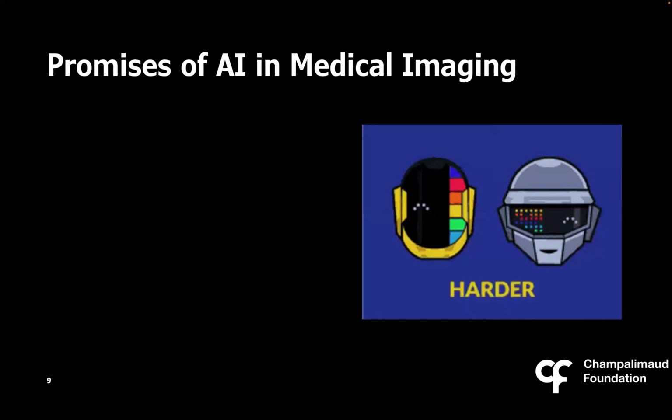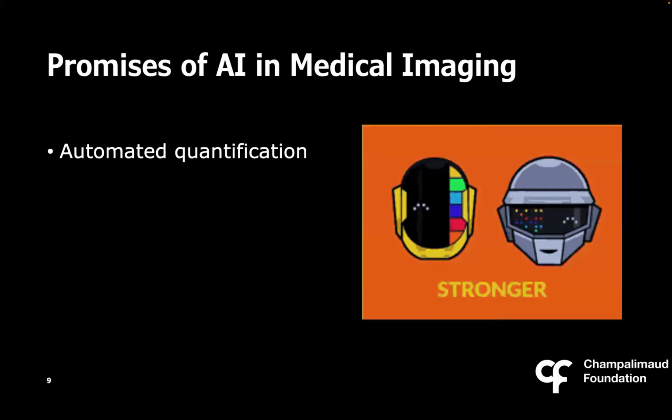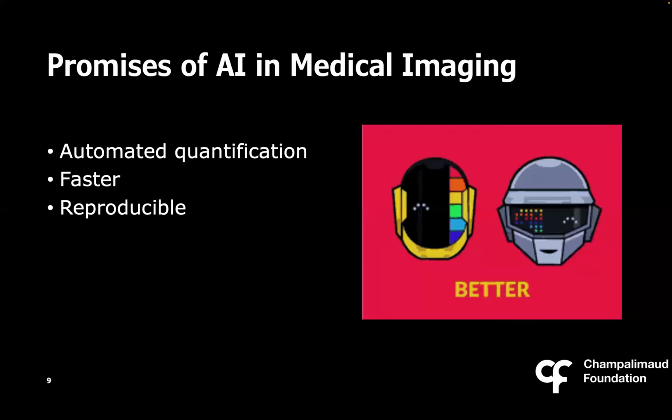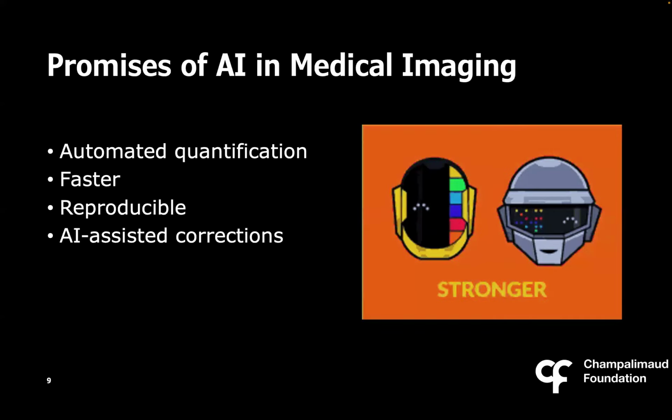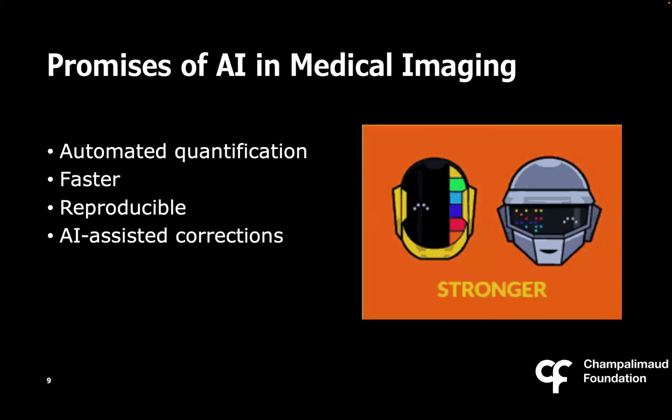So the promise of AI in medical imaging is that we can automate quantification and start to assess the images quantitatively instead of just qualitatively, as the human normally does. We can do this quantification in a faster, more reproducible way. And even if it makes some mistakes, AI can also help correct those mistakes. This is more in the context of whenever we have a segmentation, AI would certainly be able to use that, and we have several use cases demonstrating that.